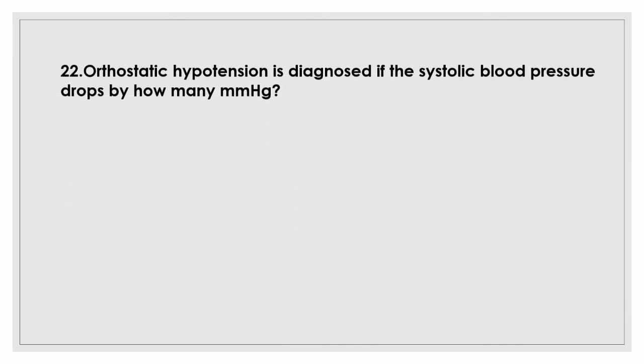Question number 22. Orthostatic hypotension is diagnosed if the systolic blood pressure drops by how many mmHg? A. 20, B. 25, C. 30, D. 35. Answer A. 20.